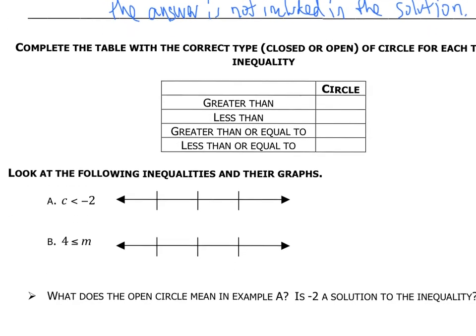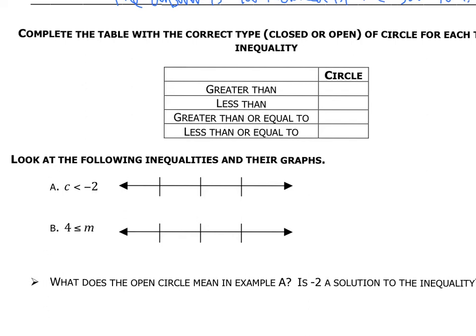As we look at the symbols now, we can draw the appropriate circles. Greater than means it is greater than the solution, but it does not include the actual answer in the solution. So greater than and less than are both going to be open circles. For example, if I said x is less than 2, could the answer be 2? No, because the answer has to be less than 2. So that's when we would use an open circle, because it means it's less than the answer, but not including the answer.